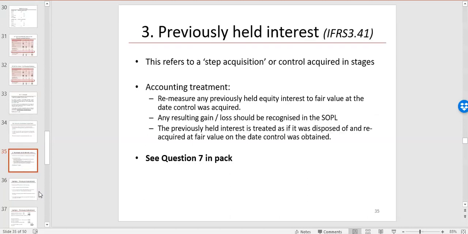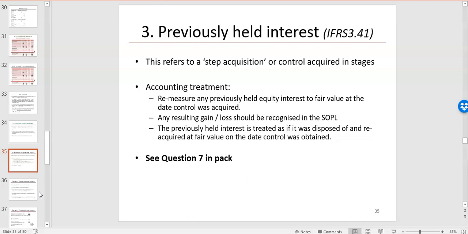The next thing then is previously held interest, which is often called a step acquisition or a staged acquisition, which happens in stages. So essentially, for example, you might have bought 20% of a company 3 years ago, and this year you've ended up buying another 50%. So now you have a total ownership of 70%. And it's only now, this year, that it becomes a subsidiary, because previously you only owned 20%, which was not control.